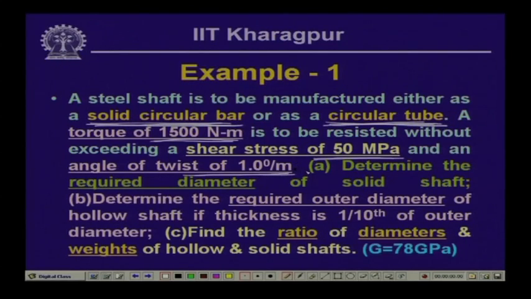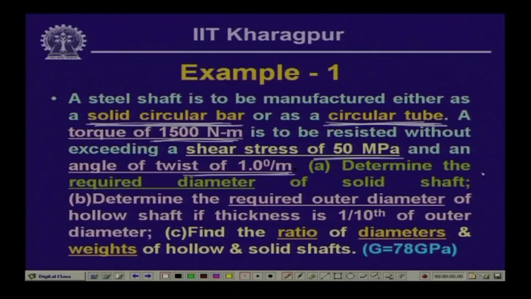Now, here we are going to consider that a bar is subjected to a twisting moment of 1500 Newton meter, and the maximum stress in the material is not allowed to go beyond 50 megapascal and the angle of twist cannot go beyond 1 degree per meter length. Now, both the criteria have to be satisfied, then what could be the effectiveness of a solid bar vis-a-vis a tubular section? That is what we are going to compare now.